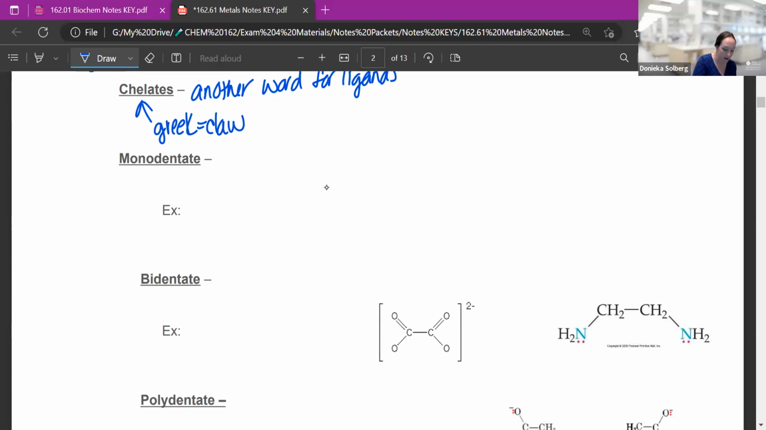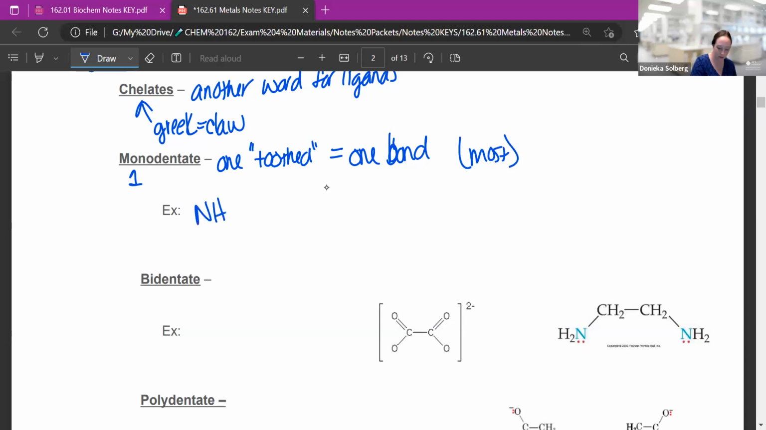So mono meaning one, right? Now, when you think of dentate, you think of teeth, and so monodentate means it is one toothed. That means it attaches at one spot. It has one thing that hooks onto the metal, so one toothed really means one bond. Most of our ligands are going to be monodentate. Examples of these are NH3, which we saw on the previous example. It can have chlorides attached to it, it can have cyanides attached to it. All of these are monodentate.